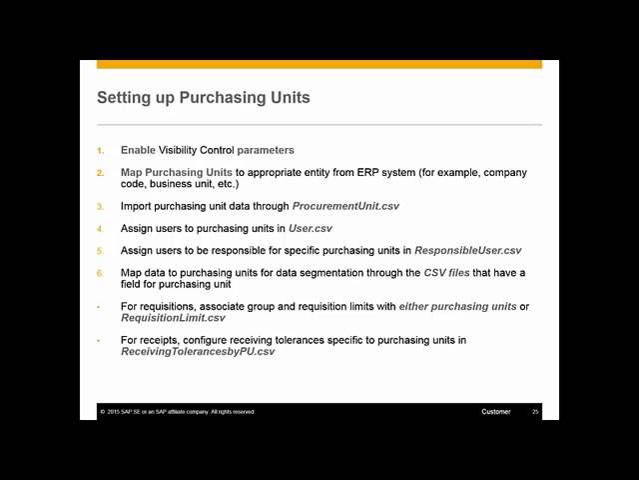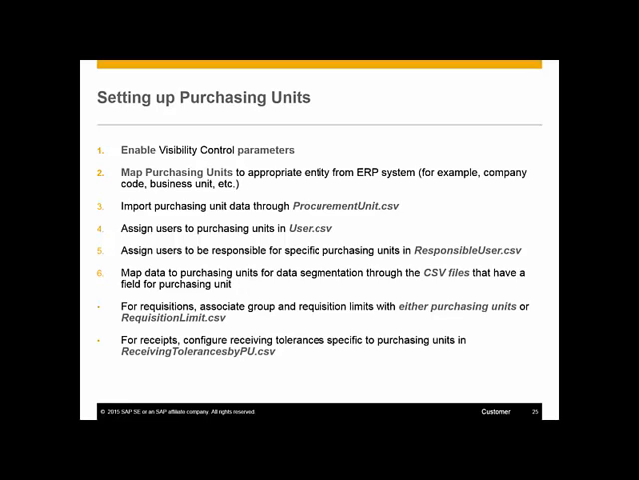To set up purchasing units, the first thing is to consider visibility control. Visibility control is established via a parameter. Again, that is a global system setting that only Ariba personnel have access to, and that restricts what you can see when you're running searches, reports, and looking through master data. The second step would be to map purchasing units to the appropriate corresponding entity from your ERP system. Very commonly, we see purchasing units mapped to company codes, sometimes to business units, and things of that nature. There is usually a one-to-one relationship between these types of elements.